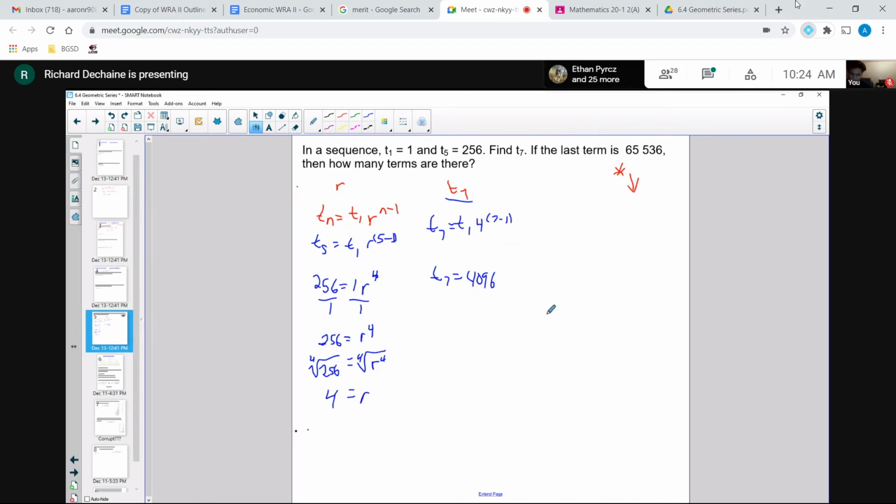Okay, so this is a review of Friday's. These are geometric sequences. Today we're going to be doing geometric series. All right, this is my favorite type of question. Okay, we're now going to try to figure out how many terms this sequence has if the last term's value is 65,536. All right, so let's start with our formula. This is a very high level problem. If you get this, you understand what's going on. Our goal in this problem is to figure out n.